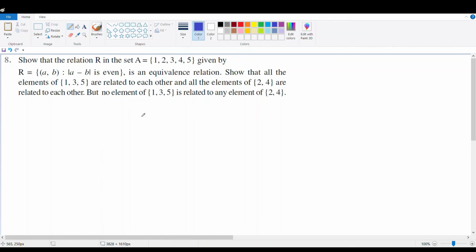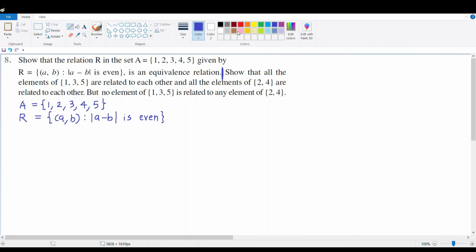But no element of the set {1, 3, 5} is related to any element of {2, 4}. Okay, so we got two different parts of this question. First we are going to do the question up till here. What are we given? We are given A is equal to {1, 2, 3, 4, 5} and R is equal to {(a, b): |a minus b| is even}. So we are given this relation, and we need to show that it is an equivalence relation.